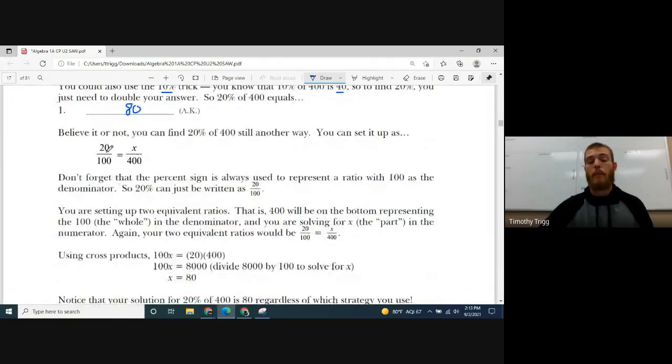So 20%, whenever you think percent, always think over 100, because percent means for each 100. Cent means 100. That's why there's 100 cents in a dollar or 100 years in a century. So when you hear the word cent, you should think 100. So 20% is the same as saying 20 per 100. Okay, so 20% of 400, and we could use a proportion. The 400 is the total.